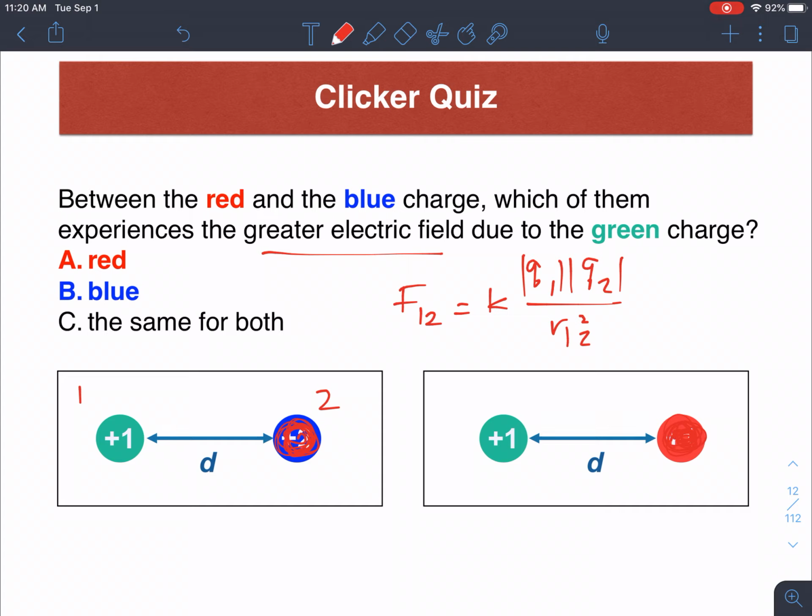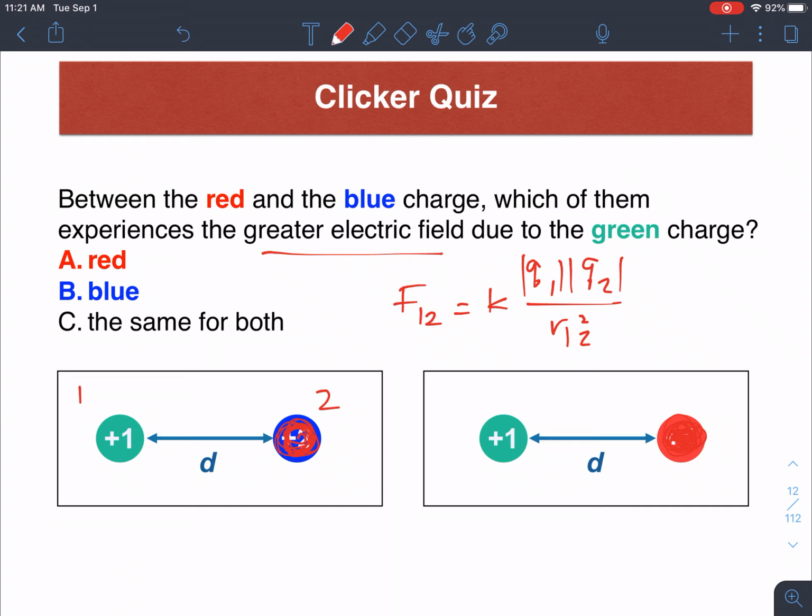At those points, at the same distance from the green charge, the electric field should be the same, right? It's the same distance, same charge. So the green charge is creating the electric field at a distance d, and it doesn't matter what charge you put at that point. Remember that you don't need another charge at the point to have an electric field. The electric field is due to the green charge. It doesn't care if there is anything else.